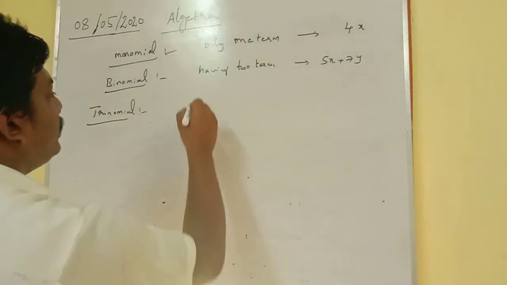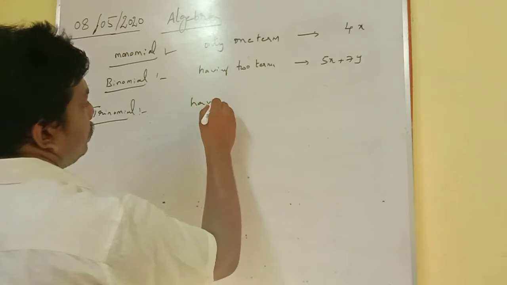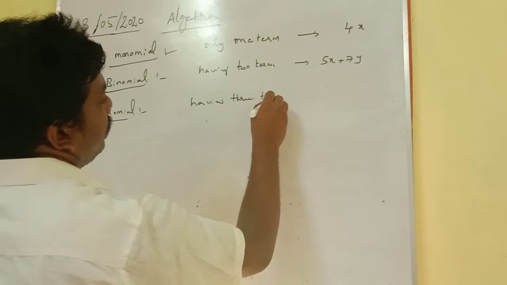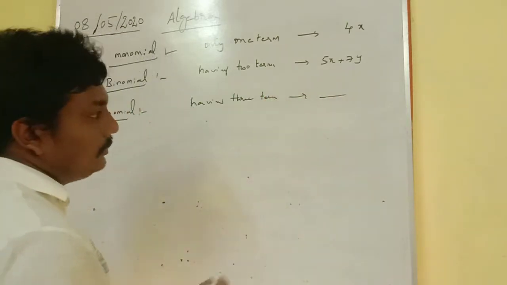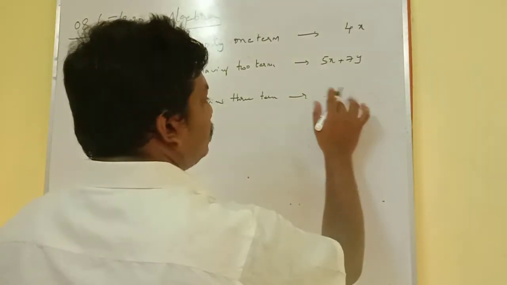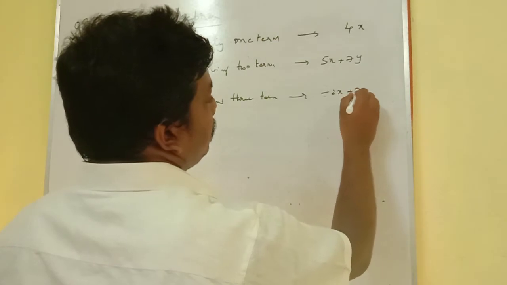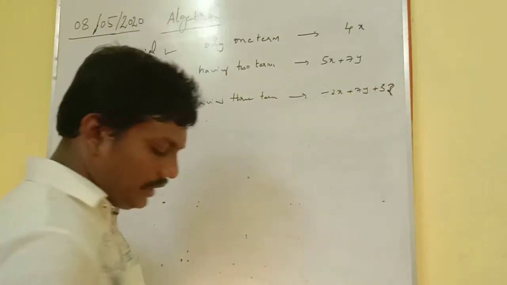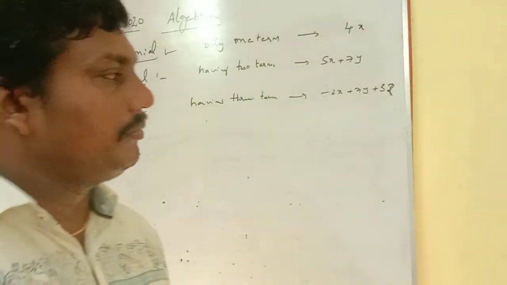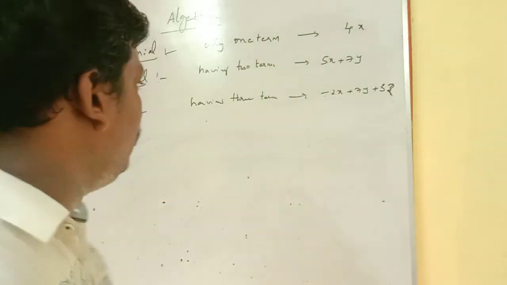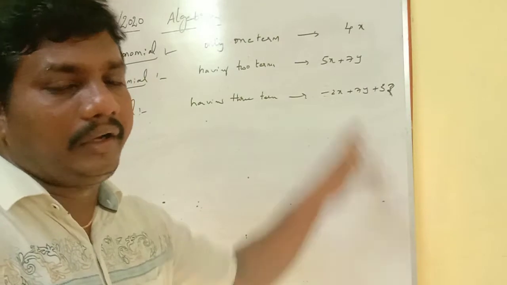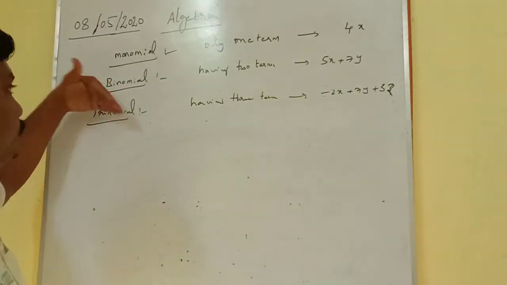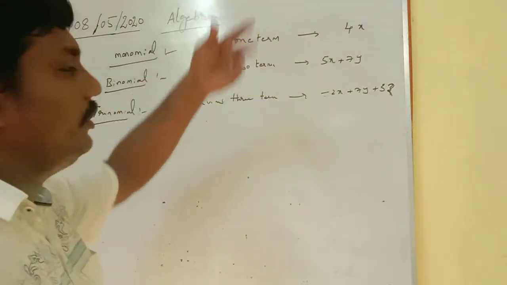Trinomial, having three terms. We can write our own example. Three terms: minus 2x plus 7y plus 3z, like that. You can write your own examples for trinomial. Next, you can add one more term.